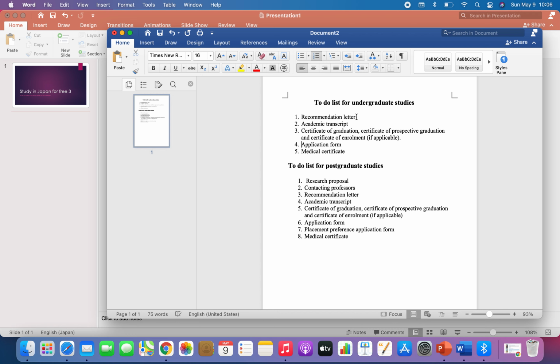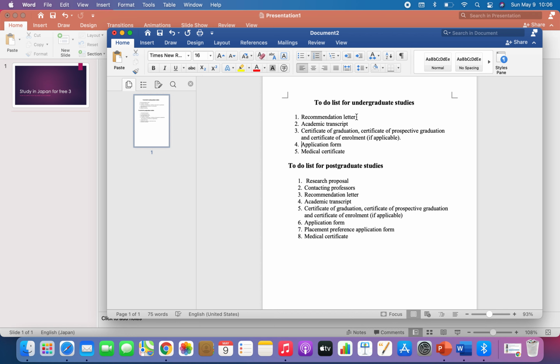The next thing is your certificate of graduation. I don't quite remember if I got the certificate of graduation when I was in high school. I don't think so, but your advanced level certificate can work in this case. And if you have a certificate showing that you're going to graduate soon, you should also provide this certificate. And if you already progressed and went to the university, then you should provide the certificate of enrollment showing that you are a student of that university.